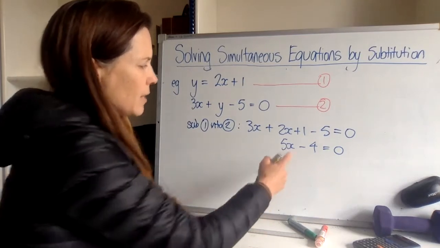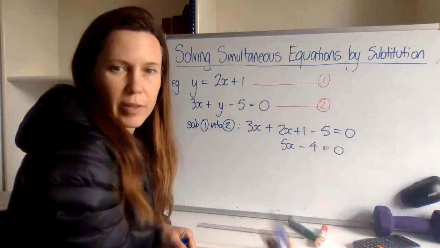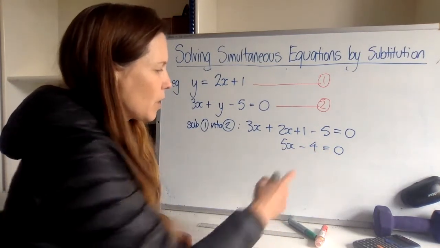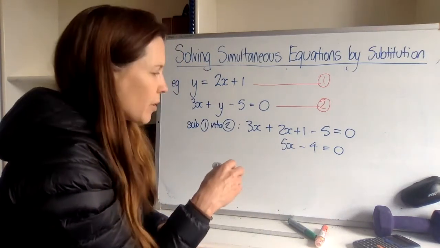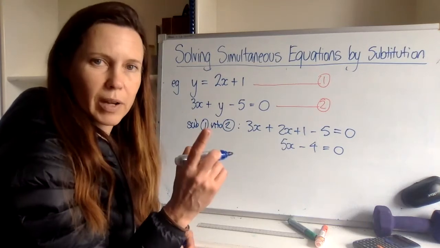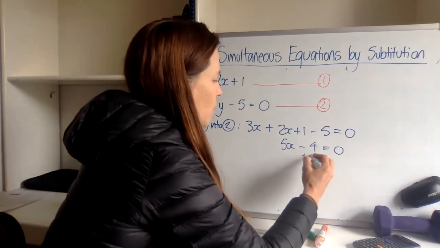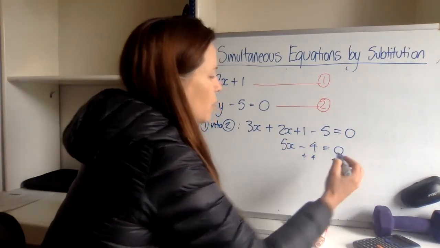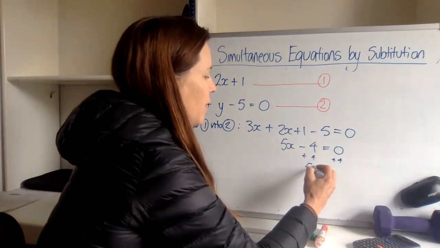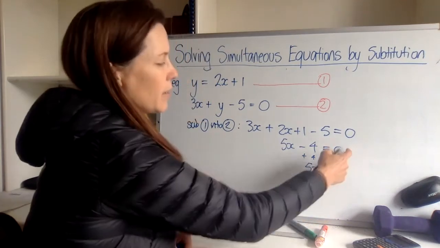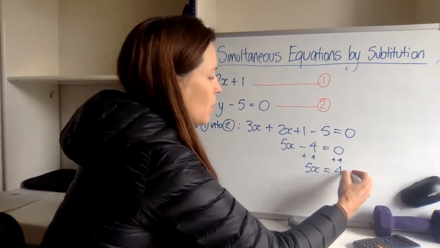All right, I've got x's and numbers on this side and more numbers on this side, or a lack of numbers. I want to disappear this minus 4, don't I, to try and get the 5 x's on their own. So the way I can disappear minus 4 is adding 4. So I'll add 4 to both sides. That'll disappear the minus 4 and I'll just have 5x over here. And on this side, 0 plus 4 is 4.